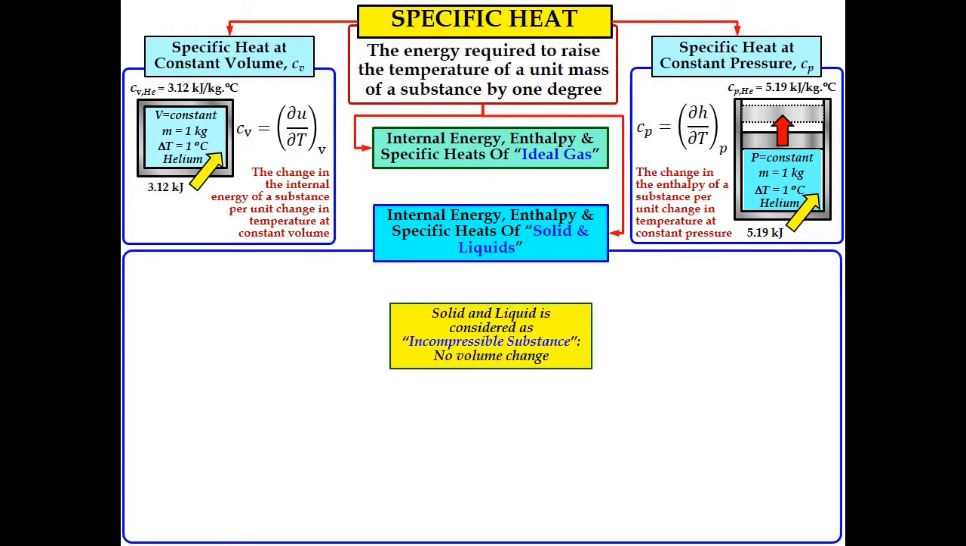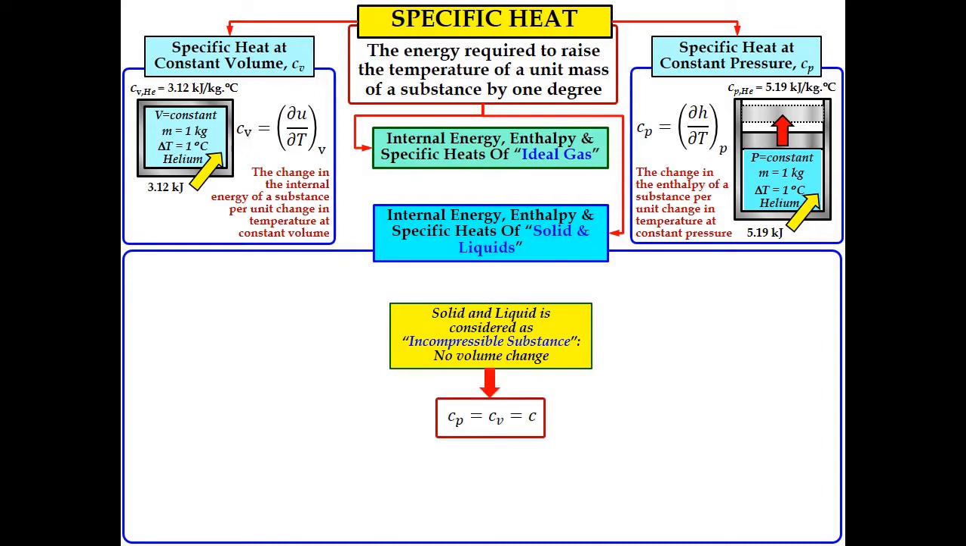Okay, solid and liquid are actually considered as incompressible substances, where there is no volume change, although we apply certain force or certain pressure to the substance. But the volume change we can consider as very small, and we can ignore. So solid and liquid we consider as incompressible substances.